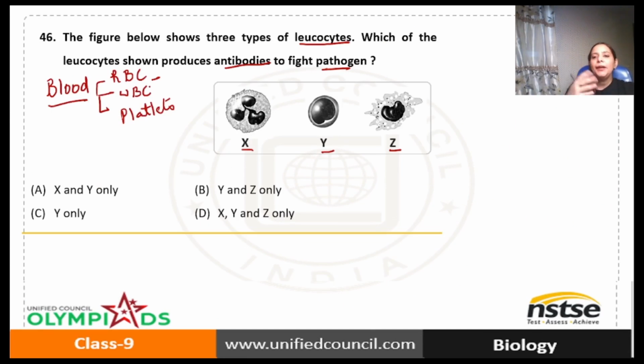Now RBCs are red blood cells, and their main characteristic is that they contain red color pigment in them, which is hemoglobin, which is concerned with the transportation of gases.